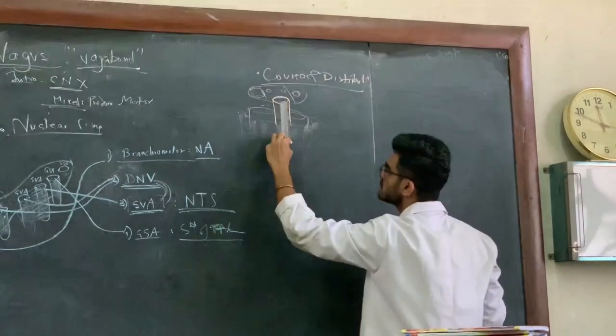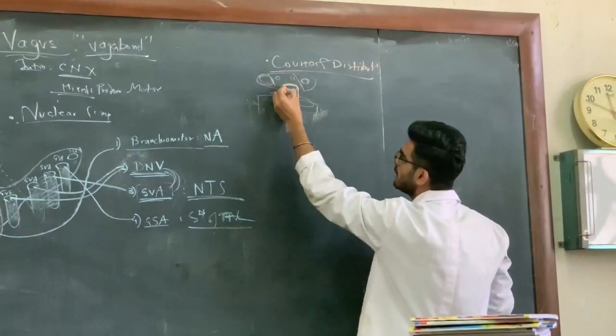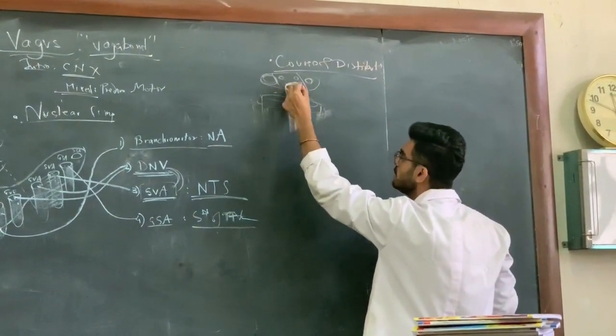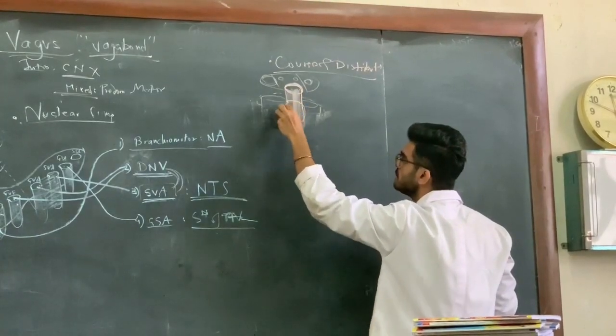As the vagus nerve comes down, it has two ganglia. One ganglion is directly inside the intermediate compartment. The other is about 1 centimeter below it.